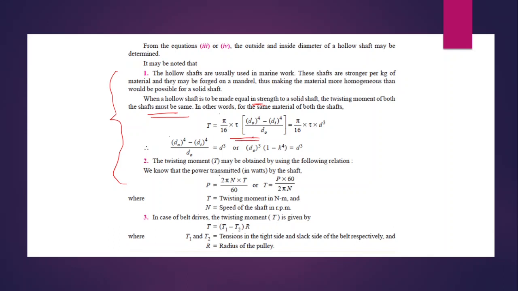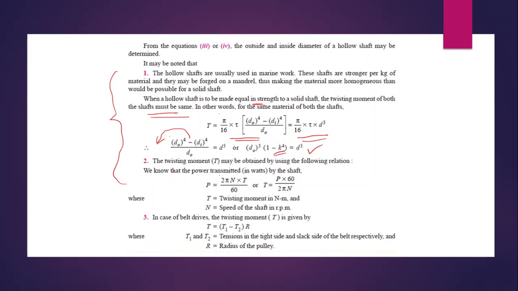This is the twisting moment of the hollow shaft that must be equal to the twisting moment of the solid shaft having diameter d. Then we can say that (dO raised to 4 minus di raised to 4) divided by dO must be equal to d cube. We can take dO outside, then dO cube into (1 minus k raised to 4) must be equal to d cube. This is another condition.